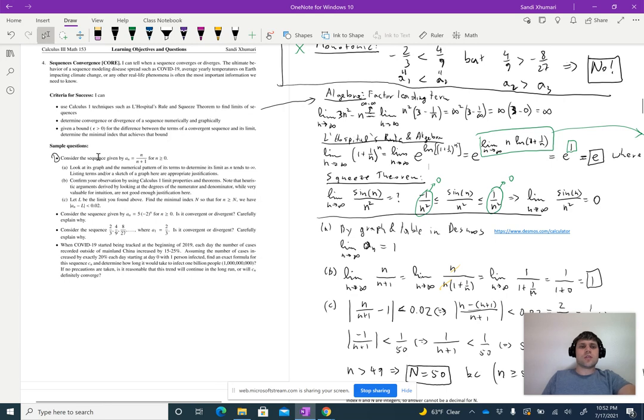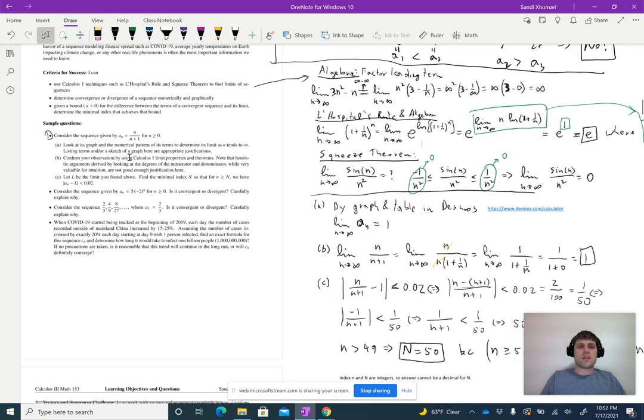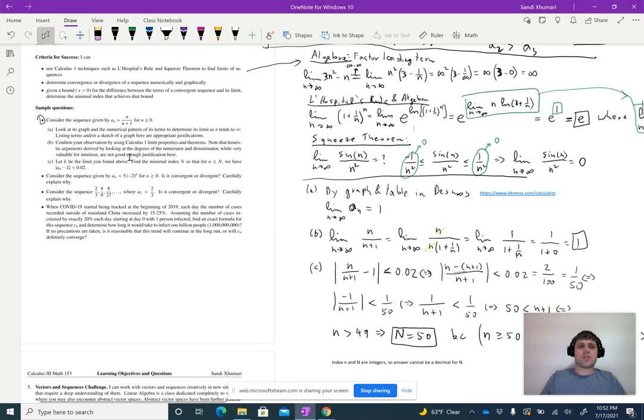And so questions like this is like the first sample question here, where the epsilon is 0.02. And we're trying to find the minimal index N, so that for every n bigger than capital N, this is the case. So let's take a look at the first sample question here.